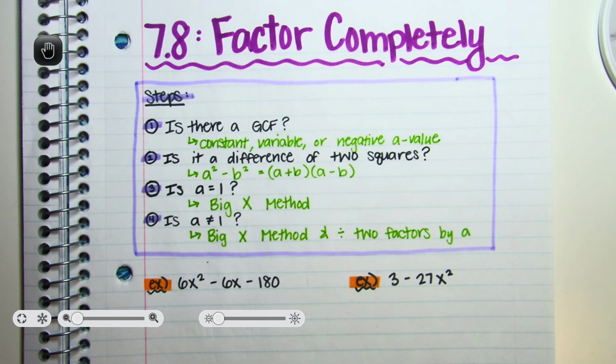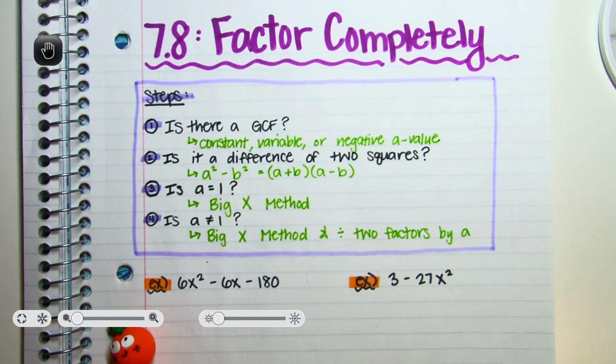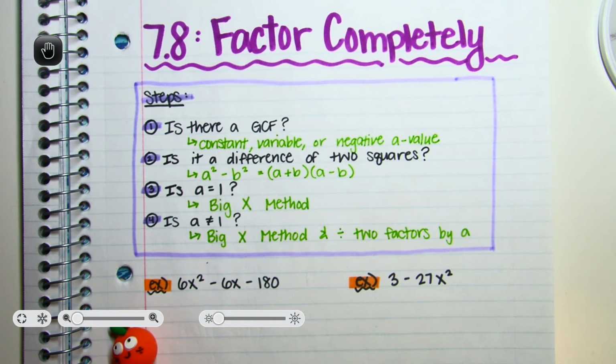Hi everyone, so today we're going to be doing notes on section 7.8, which is factoring completely. This content isn't actually new, it's just looking at all of the methods that we've learned how to factor so far and putting it all together, being able to look at a problem and recognize which method we're going to use. So go ahead and pause this real quick and write down your steps and then push play when you're ready.